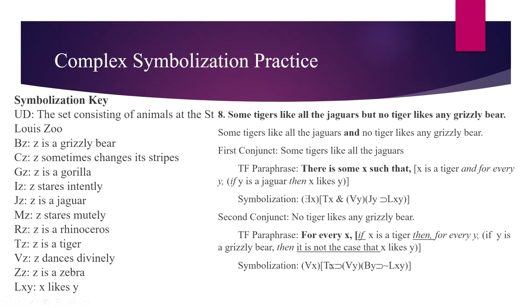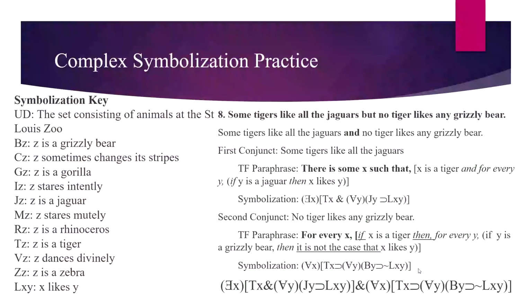For all X, if X is a tiger, then for every Y, if Y is a grizzly bear, then it is not the case that X likes it. So this is, every tiger does not like every grizzly bear, or no tigers like any grizzly bears. And then we put it all together with that conjunction, right? We get these two statements. There is some tiger such that for anything that is a jaguar, the tiger likes it. And for everything, if it's a tiger, then it doesn't like anything that's a grizzly bear.